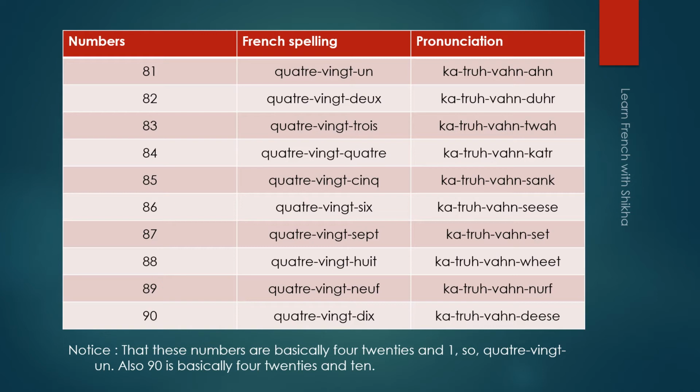Okay, so we can see in 81 we have not added "et" in between the number 80 and un, it is just a hyphen. So from numbers 81 onwards we are not going to put an "et" in between. It is all hyphen, which is a must for all the numbers.